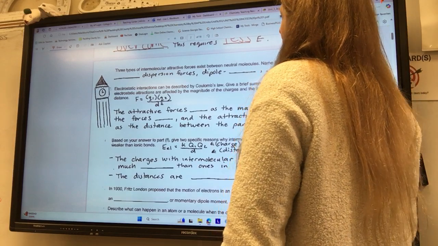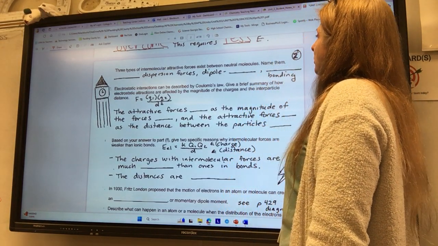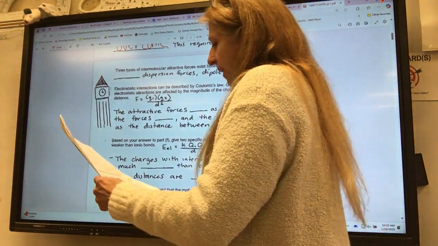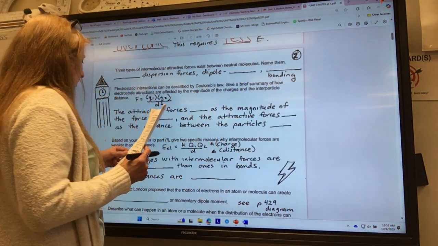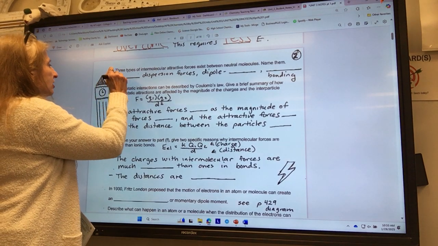The 3 types of intermolecular attractive forces exist between neutral molecules. We're going to learn about each of these 3. The first one is called London dispersion forces.